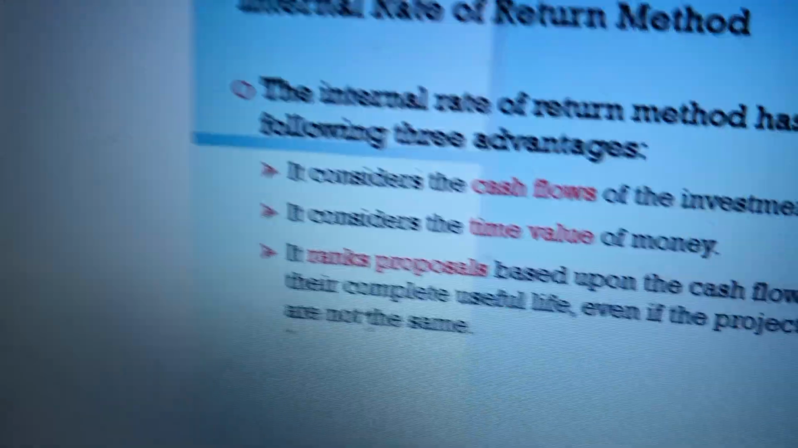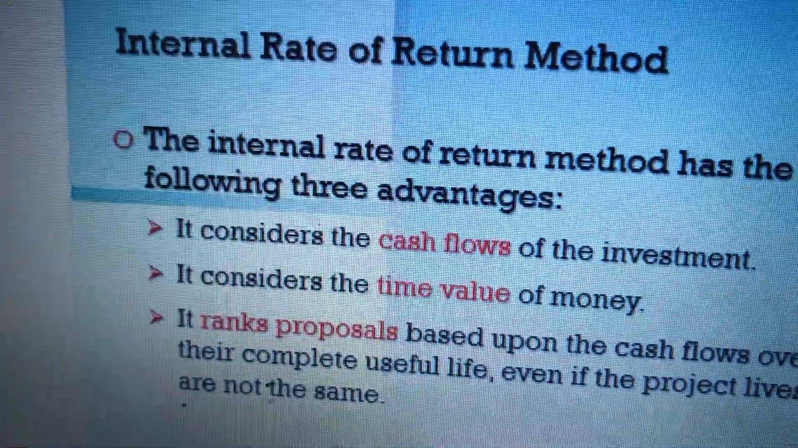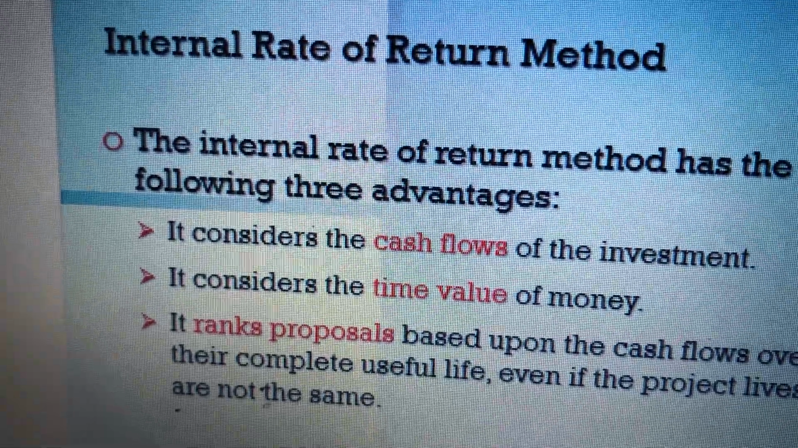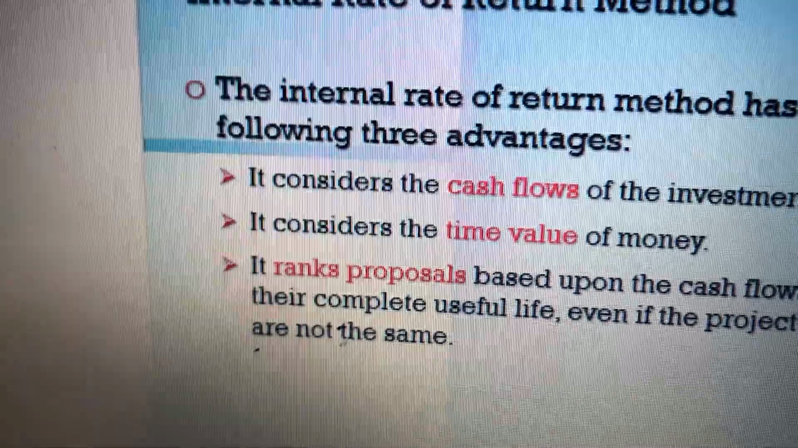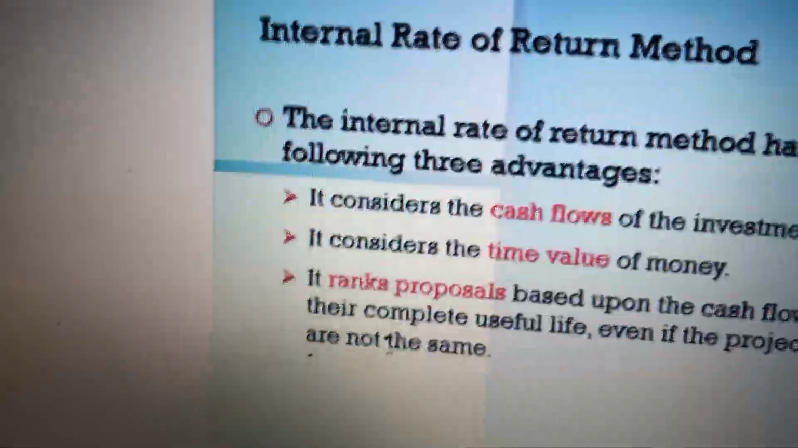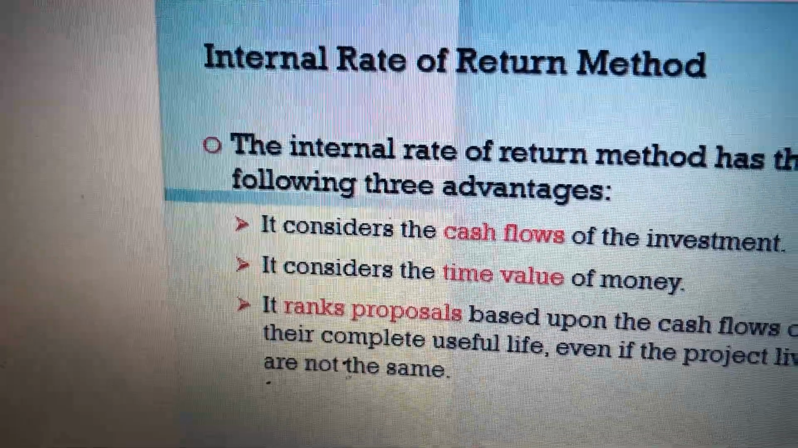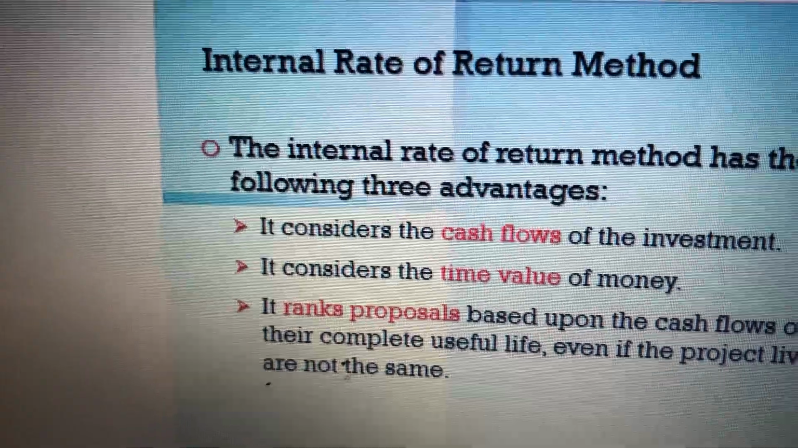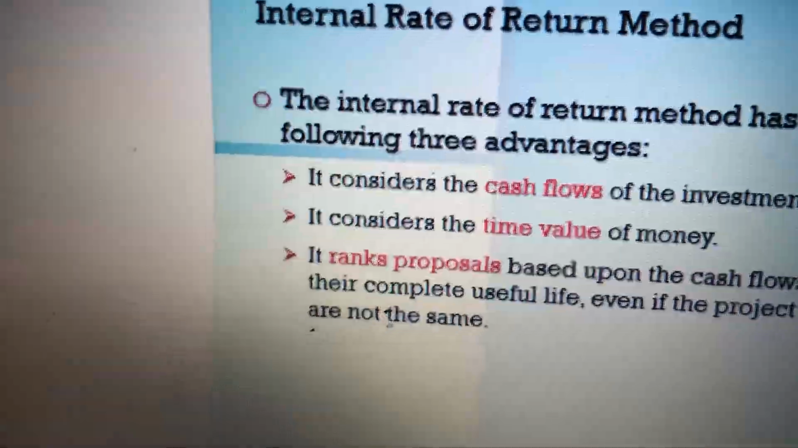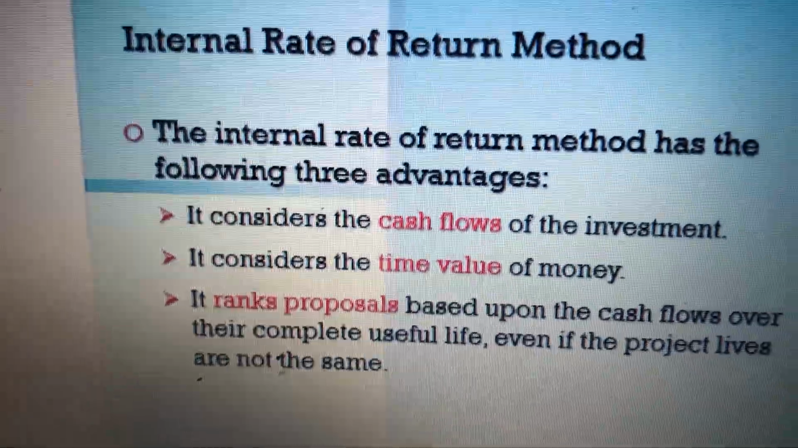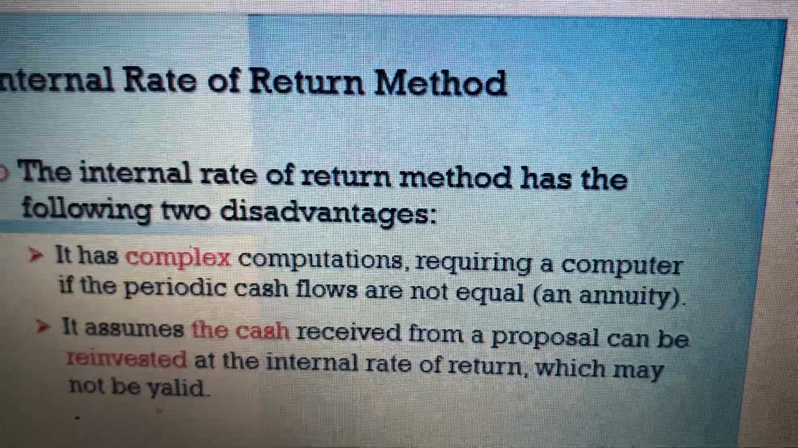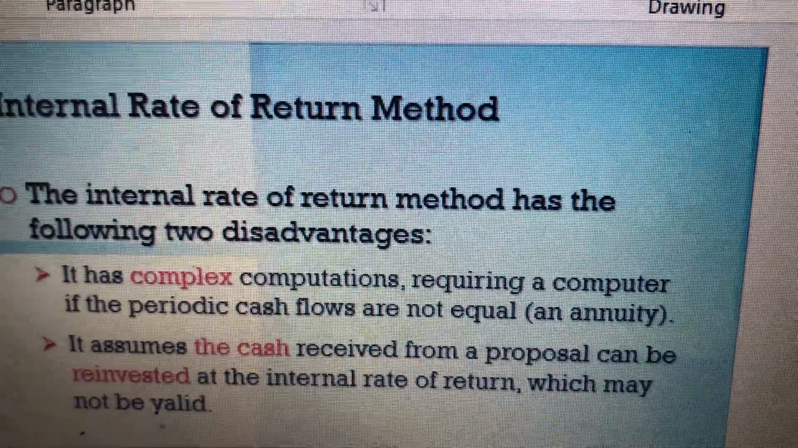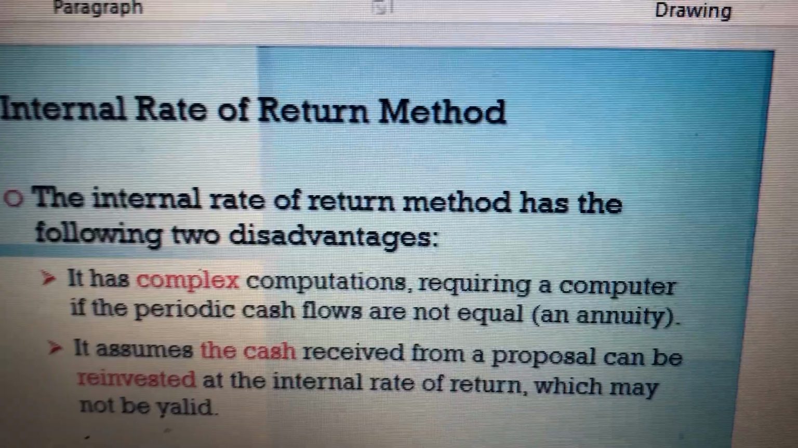Now let's take a look at advantages. Cash flows, time value of money, it ranks your proposals. Okay, if you get the internal rate of return, you can look at what the different companies have as far as a return, and you want to pick the one that's the highest, whatever's going to give you the highest number there. Complex, it assumes cash can be reinvested. That's a disadvantage here. Okay.